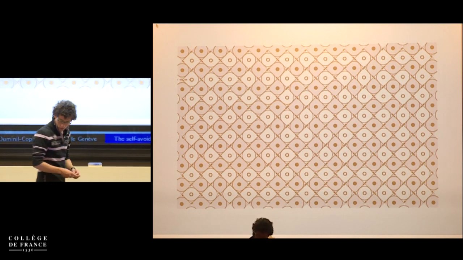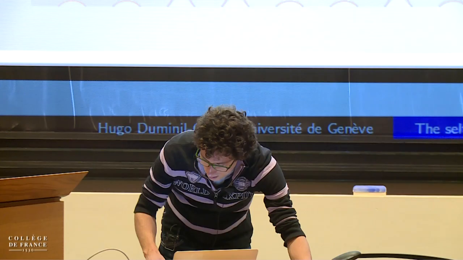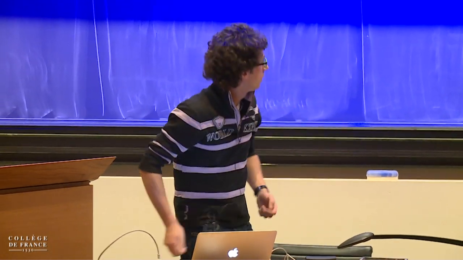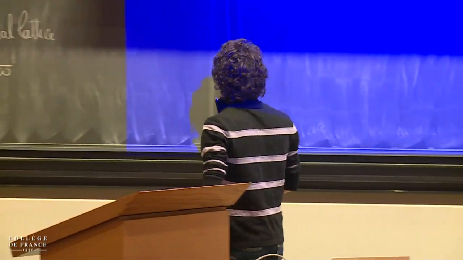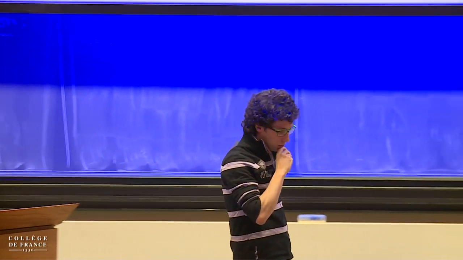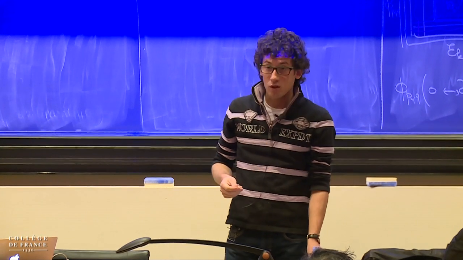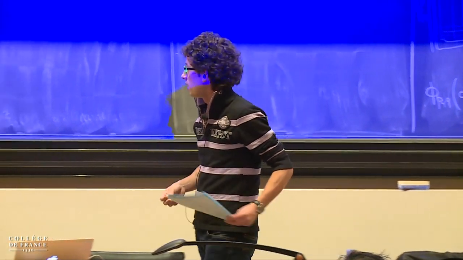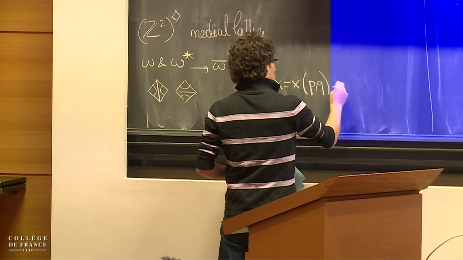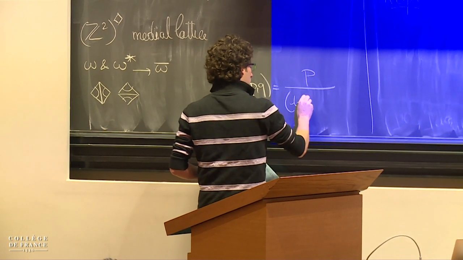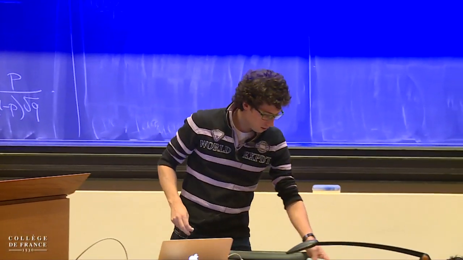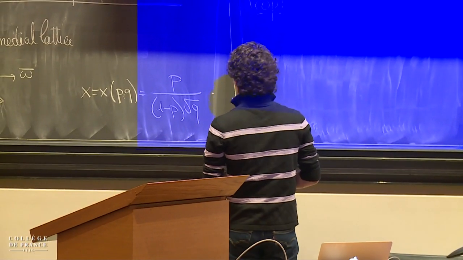Let's carry on. The first property I want to describe about this loop configuration is the law of this thing. Imagine I set x, which is x of p and q, equal to p divided by 1 minus p, times square root of q. Then the following property says how I can compute the law of omega bar.